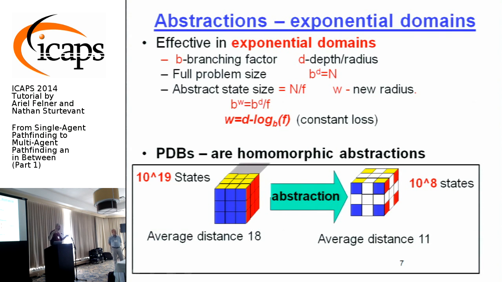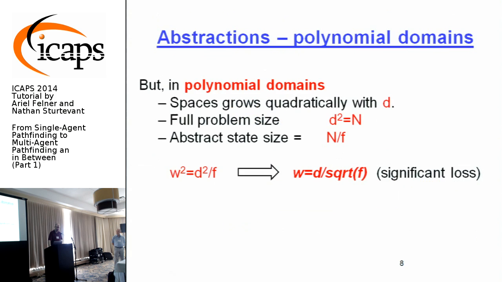And so what we see is that I can do large abstractions. I can reduce the size of my state space by a large factor, and I get a very small loss in the distances that I'm actually going to have in my abstracted heuristic. This is why you can take something like a pattern database, or this is what merge and shrink is doing as well. And you can get pretty good distances out of these in general for doing search. If you try to do this in a polynomial domain, it actually fails miserably. So again, if we do the same analysis, now we have d squared, for instance, in a two-dimensional domain.